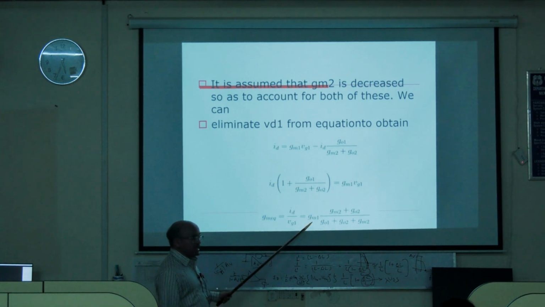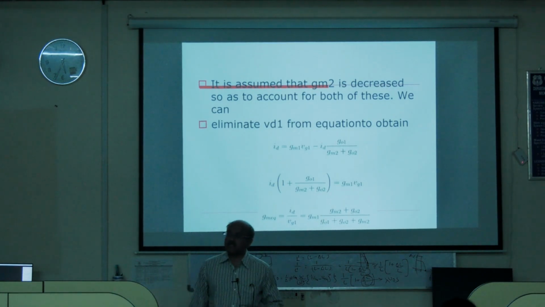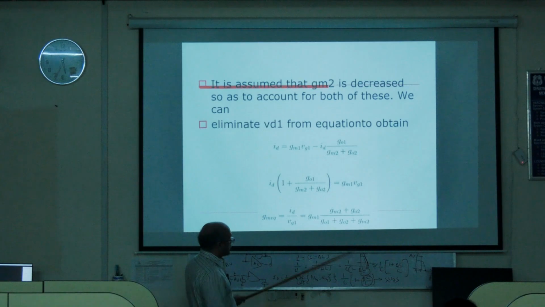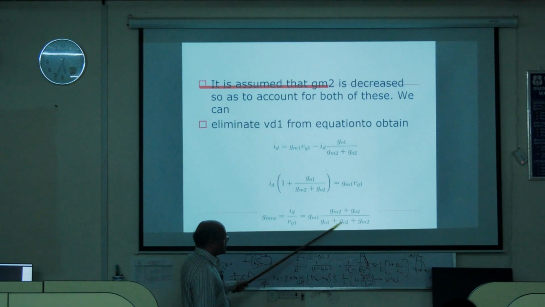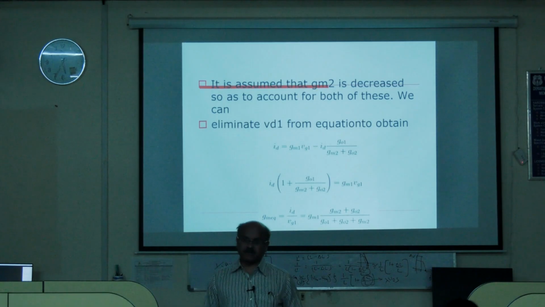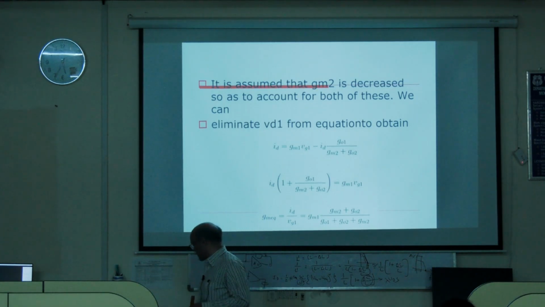Which implies that GM equivalent is slightly less than GM1, because the denominator is greater than the numerator. Conceptually we have already seen the reasons. GM effective is less than GM1. Now, because GM is generally greater than G01 and G02, if you ignore these, then it is approximately equal to GM1. Approximately GM1, exactly less than GM1.